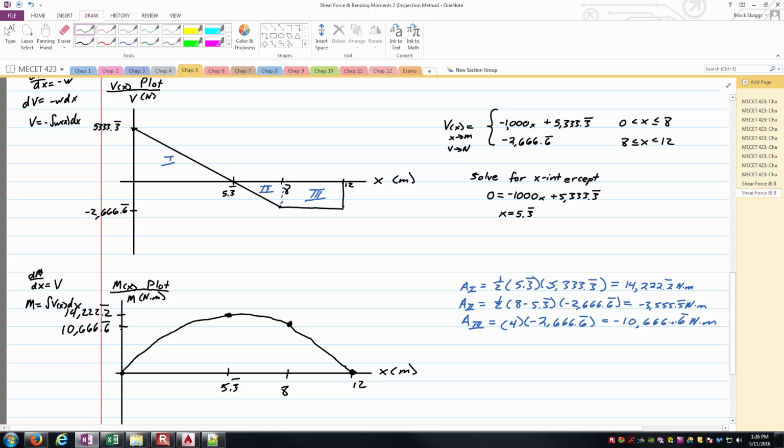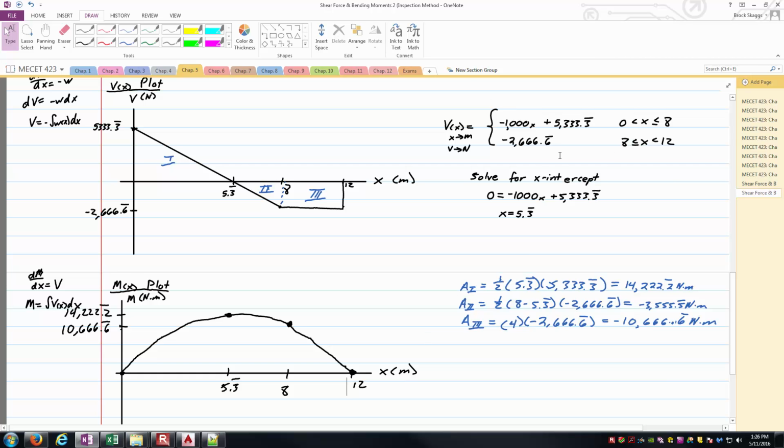Again, it makes sense at x equals 12 that I've got no moment there, because remember the reaction is just a roller, and so it's not going to be able to support a concentrated moment. And so it's a little bit messy here the way I've drawn it, but basically you have a parabola between x equals 0 and 8, and then you've got a straight line between 8 and 12.